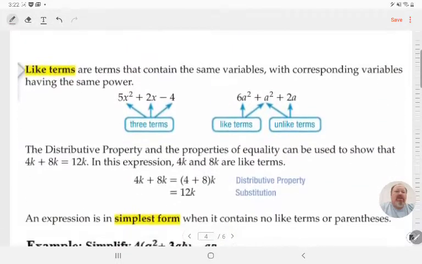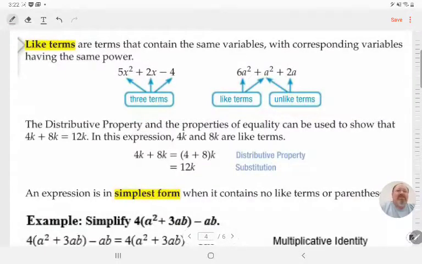All right, now let's talk about like terms. So these are terms that contain the same variables with corresponding variables and have the same power. So if we look here, we have 3 terms. We have 5x squared plus 2x minus 4. So they would have to be like terms, they would have to have the same variable and the same power or the same exponent. In this one, they do not.